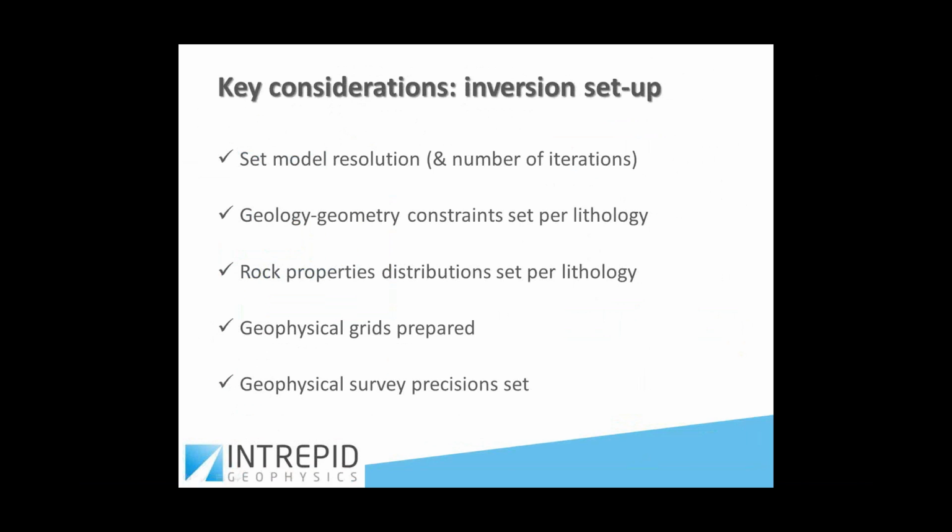So just to summarise our key considerations when we're setting up an inversion in GeoModeller, we're setting the model resolution, we're setting the number of iterations. The other thing we need, and we've just been through, is to understand that we need to set realistic constraints on geometry changes that are allowed to happen in the new model proposals as we're perturbing geology during inversion. Also, we need to have put a lot of time and thought into setting up our rock property distributions based on each lithology. And finally, preparing the geophysical grids and setting up the precisions of those surveys.